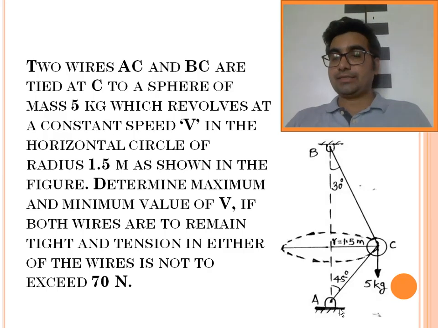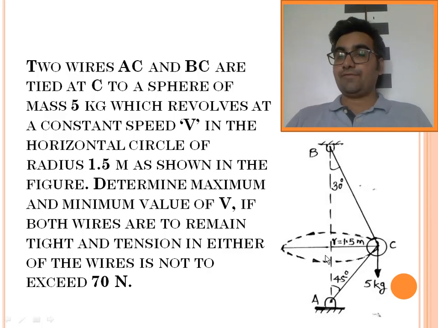So let's understand this question. So dear friends, here there is a sphere of mass 5 kg at point C which is attached with wire BC and AC, which are at an angle of 30 degree with vertical and 45 degree with vertical, and because of that this sphere is revolving along a circular path of radius 1.5 meter with a constant velocity. So it is very clear with this example that it is an example of uniform velocity circular motion.